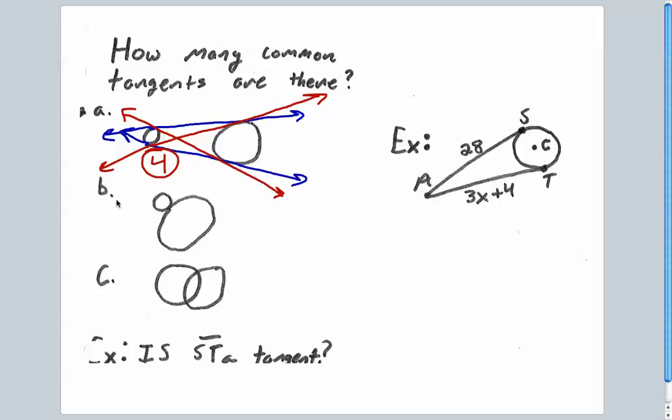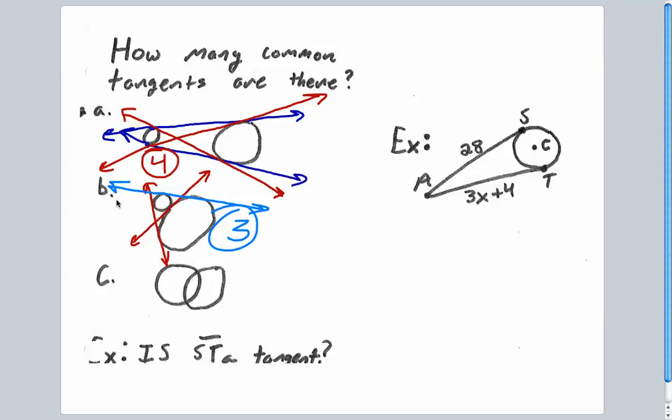If we move down, let's look at B. It looks like I'm only going to have a couple. I can't go in between. Oh, excuse me, yes, of course I can go in between. So maybe not four, but if I send one going between the circles, that's one. If I send one going to the outside of the circles, that's two. Another one, maybe another color just to differentiate, going to the outside of the circles, that's three. So I've got three tangents on part B.